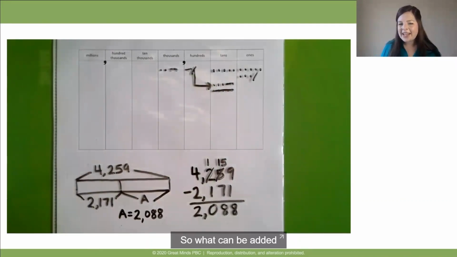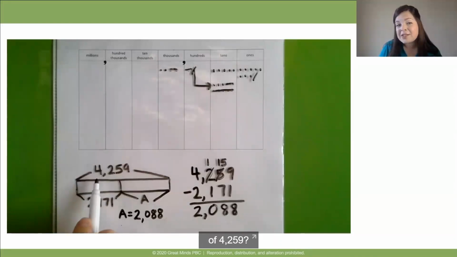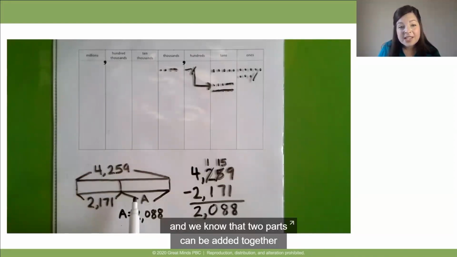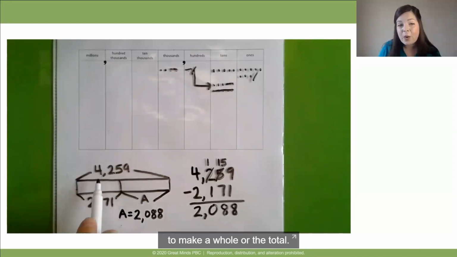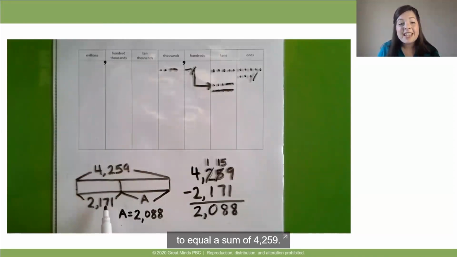So what can be added to 2,171 to result in a sum of 4,259? Well, in our tape diagram, we can see these two parts, and we know that two parts can be added together to make a whole, or the total. So 2,088 can be added to 2,171 to equal a sum of 4,259.